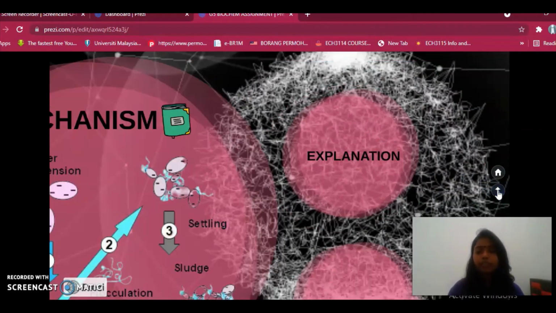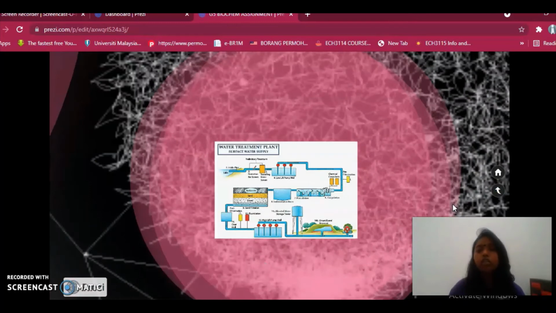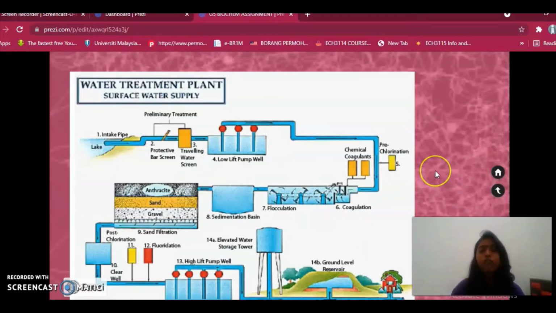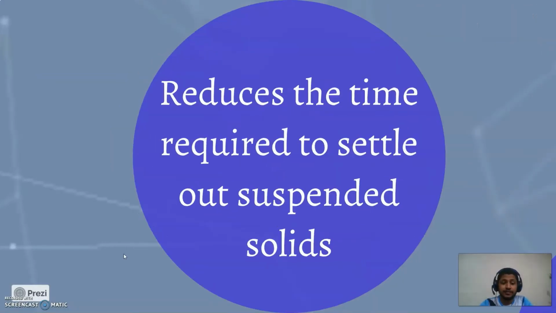Then next are the examples of coagulation and flocculation used in water treatment plants. That's all from me. So next are the advantages of the coagulation and flocculation method.